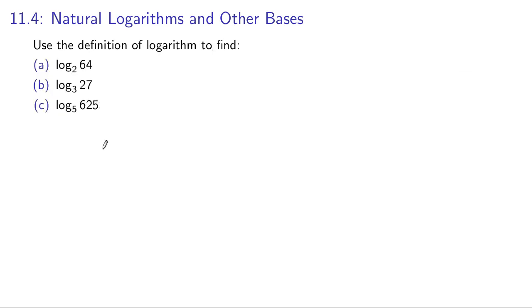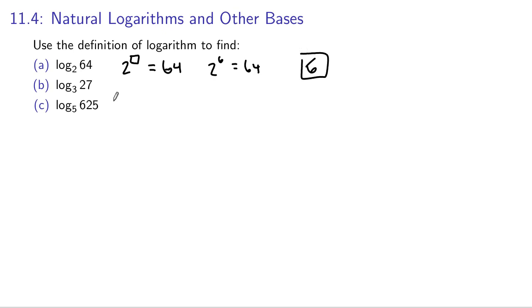So let's go back, use the definition of logarithm, and find these values. So log base 2 of 64 is asking what power do I raise 2 to get 64? So 2 to what power is 64? Well, 2 squared is 4, 2 cubed is 8, 2 to the 4th is 16, 2 to the 5th is 32, 2 to the 6th is 64. So the answer to part A is 6.